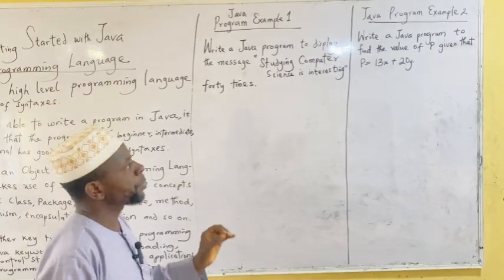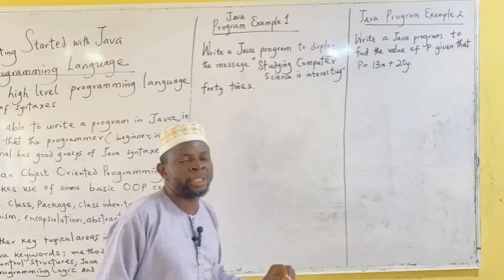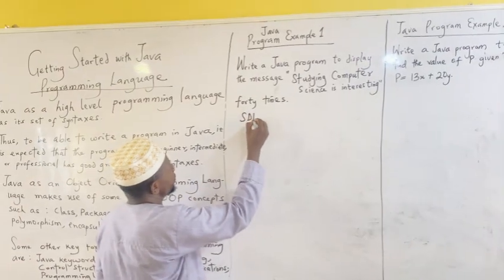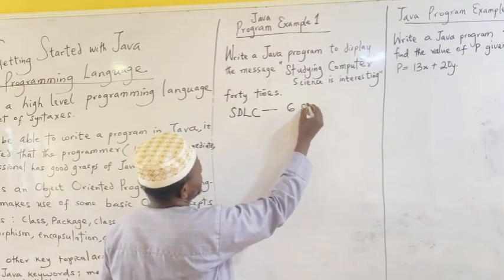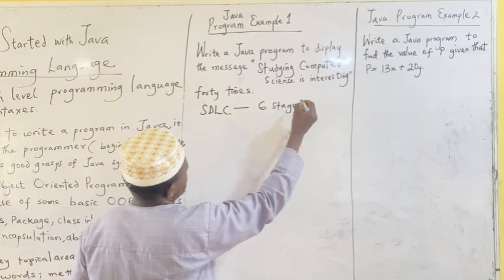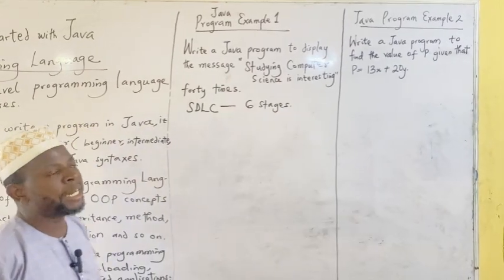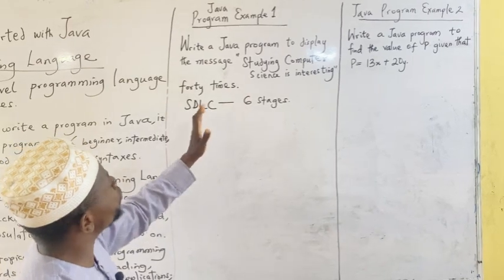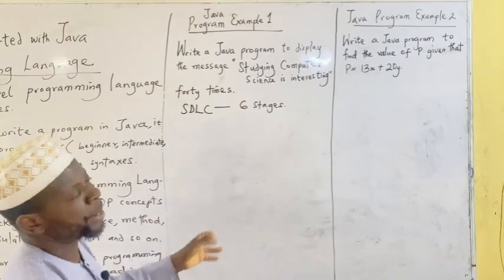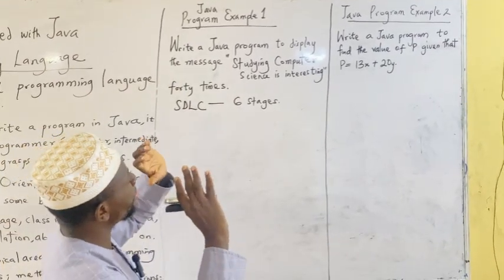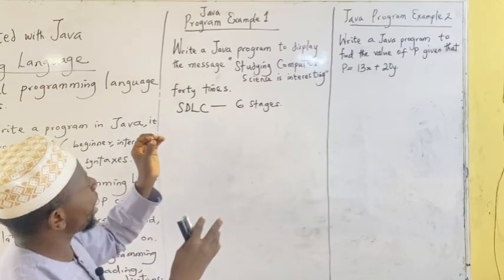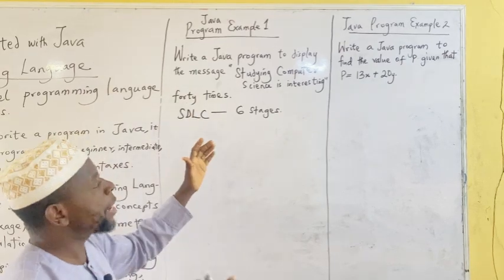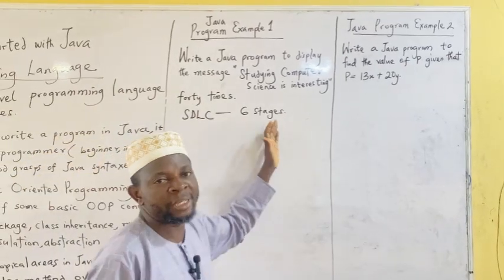As a programmer, you will recall that I have mentioned the need for you to understand the concept of SDLC, which has 6 stages. In line with what I have taught you, the very first stage is problem definition. So going through this one, the question asks us just to display. That is the problem. And being able to define it correctly, the question says we should display it 40 times. In that case, we're going to make use of loop statements.